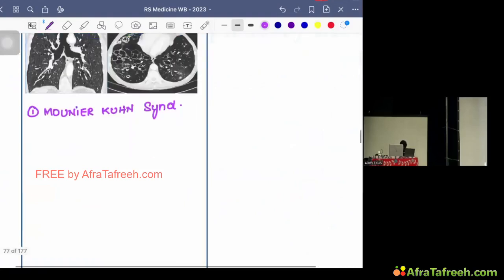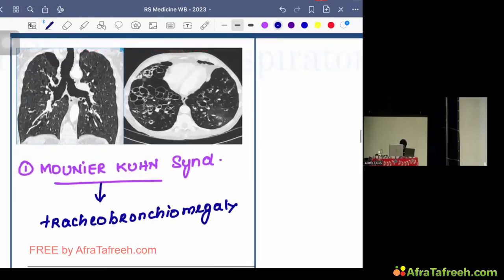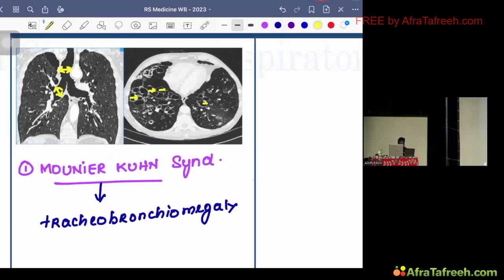What is this Mounier-Kuhn syndrome? Mounier-Kuhn syndrome is a condition characterized by tracheobronchiomegaly. Okay, here in this picture you can see the trachea is enlarged, the bronchus is enlarged. This is tracheobronchiomegaly, and based on this you can see the air space is also enlarged. Okay, this is called tracheobronchiomegaly seen in Mounier-Kuhn syndrome.